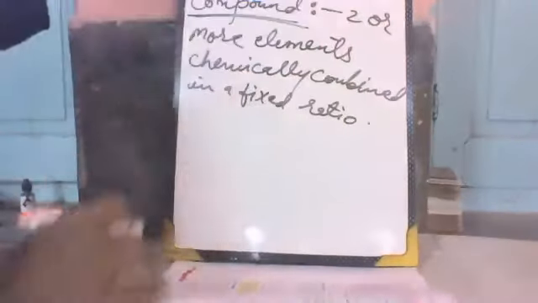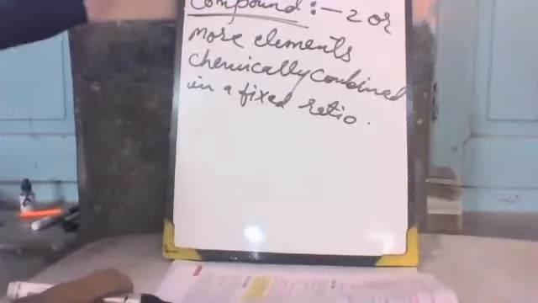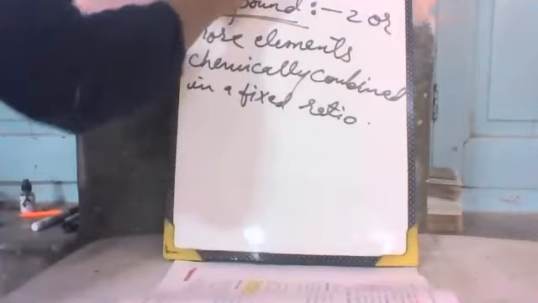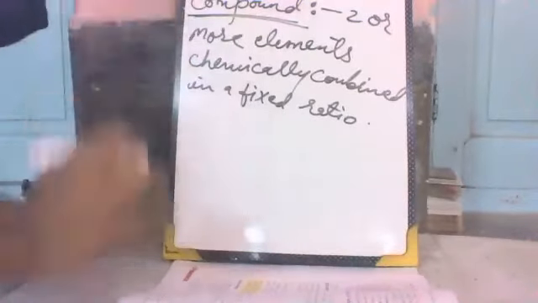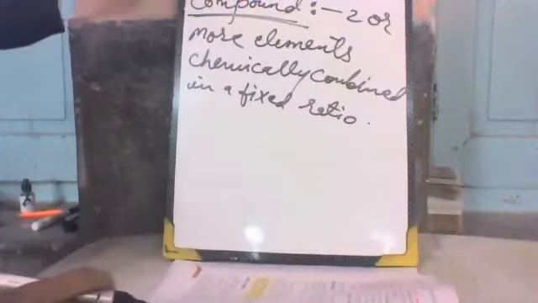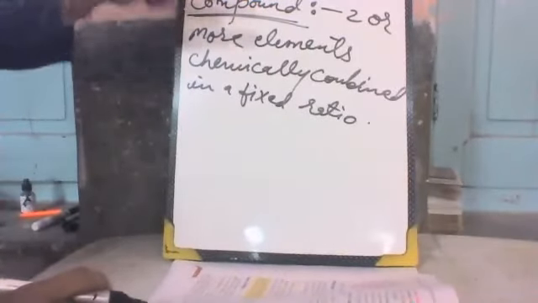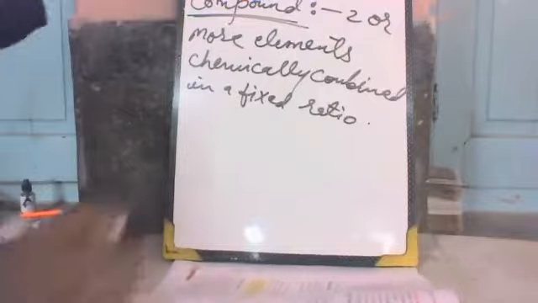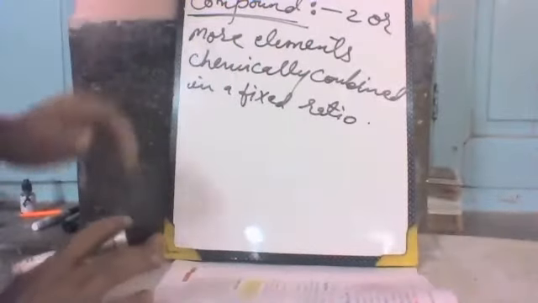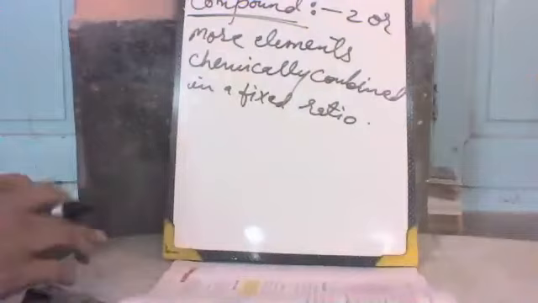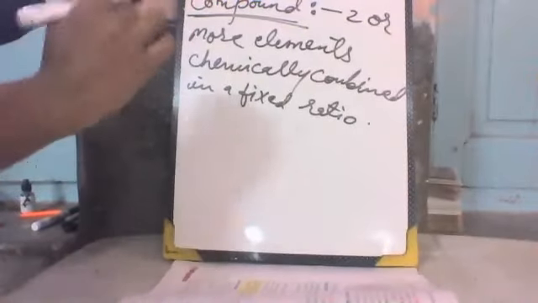Compound H2O. There are two elements, hydrogen and oxygen. They combine together to form the compound water in a fixed ratio. It means two atoms of hydrogen and one atom of oxygen. The ratio of hydrogen and oxygen is 2:1. They chemically combine to form water.